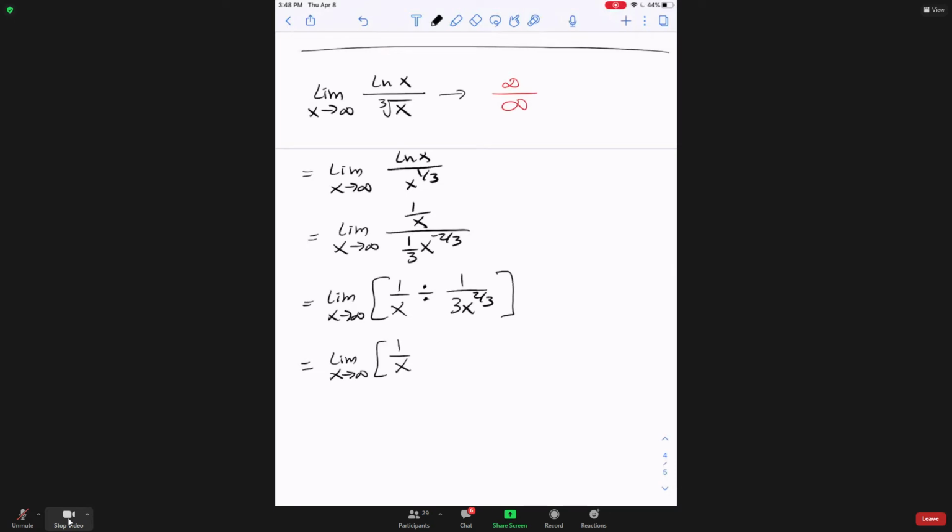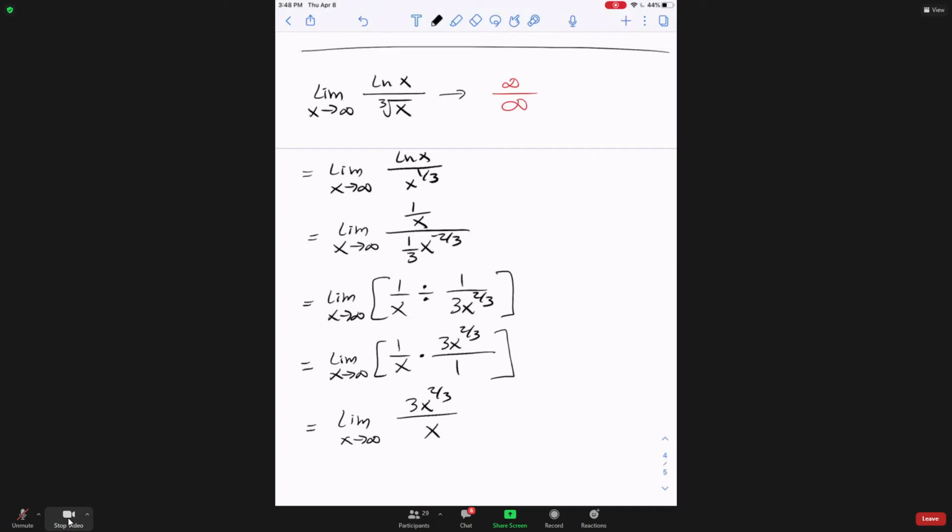So you got 1 over x times, you invert it. Now, remember your properties of exponents from algebra? If you're dividing two terms with the same base, you subtract the exponents, right? Now, I'm writing every single little step here just so I don't throw anyone off, but you wouldn't have to write every single one of these lines. You could have gone from here to here.